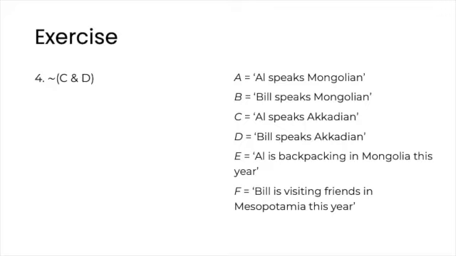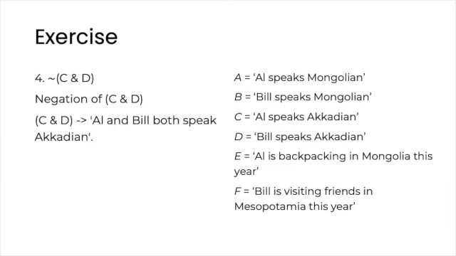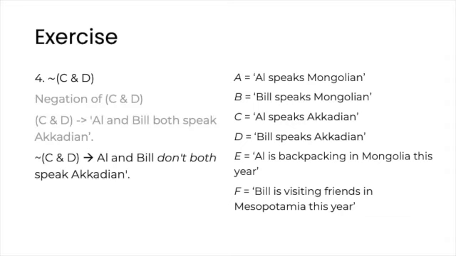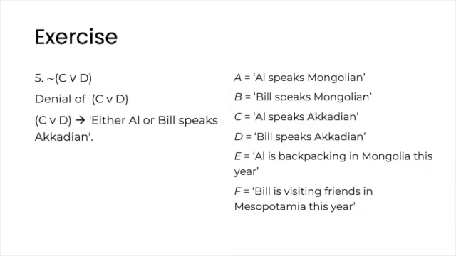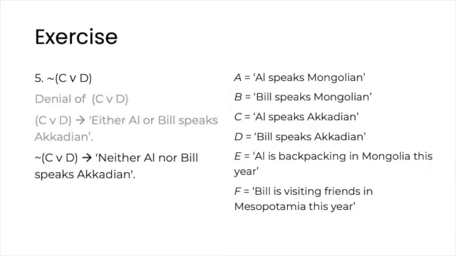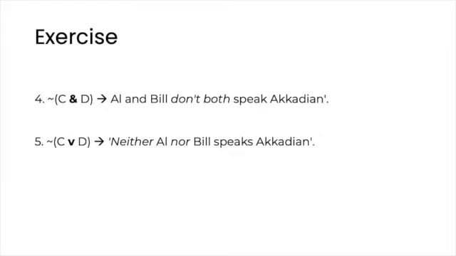The main operator in sentence 4 is the tilde, so it is a negation. A negation of what? Well, it is a negation of C ampersand D, which is "Al and Bill both speak Akkadian." When you deny that, you end up with "Al and Bill don't both speak Akkadian." Sentence 5 is a denial of "either Al or Bill speaks Akkadian," so in the end it is "Neither Al nor Bill speaks Akkadian." It is useful to compare 4 with 5 in order to see the difference that results from switching a V for an ampersand. Negation over conjunction expresses "not both," whereas negation over disjunction expresses "neither...nor."